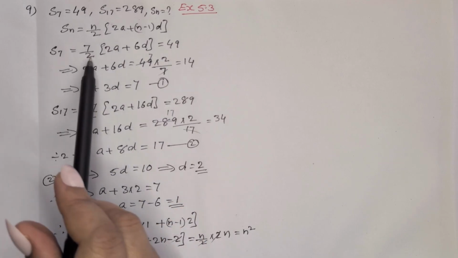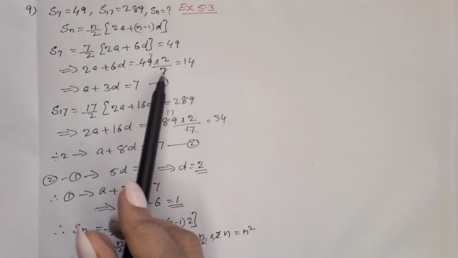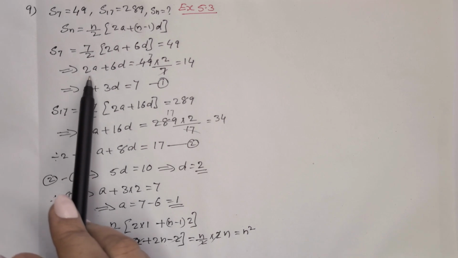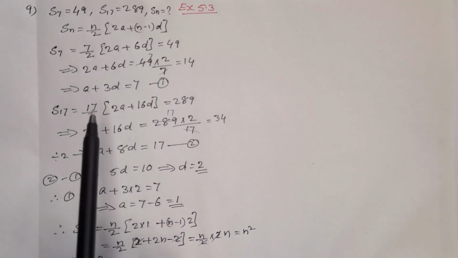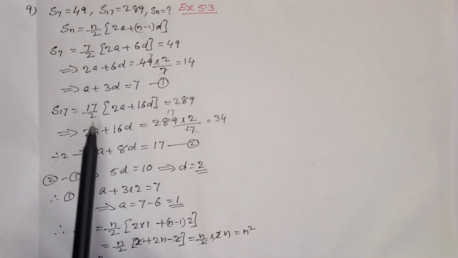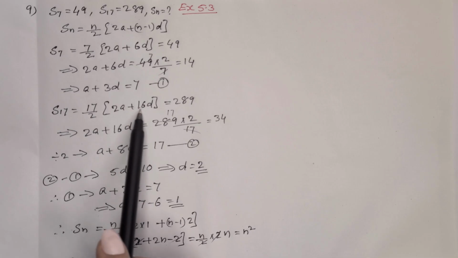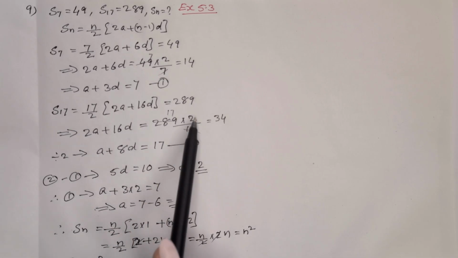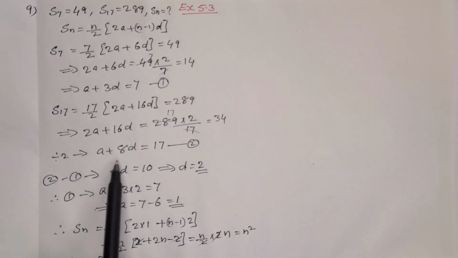Is equal to 49. Cross multiply: this 7 by 2 moves to the other side as 2 by 7. So divide by 7, we will get 2a plus 6d is equal to 14. Divide throughout by 2, it will become a plus 3d is equal to 7. Similarly, S17: 17 by 2 into 2a plus (17 minus 1), that is 16d, is equal to 289. That into 2 by 17, so it is equal to 34. Divide by 2, it will come a plus 8d is equal to 17.